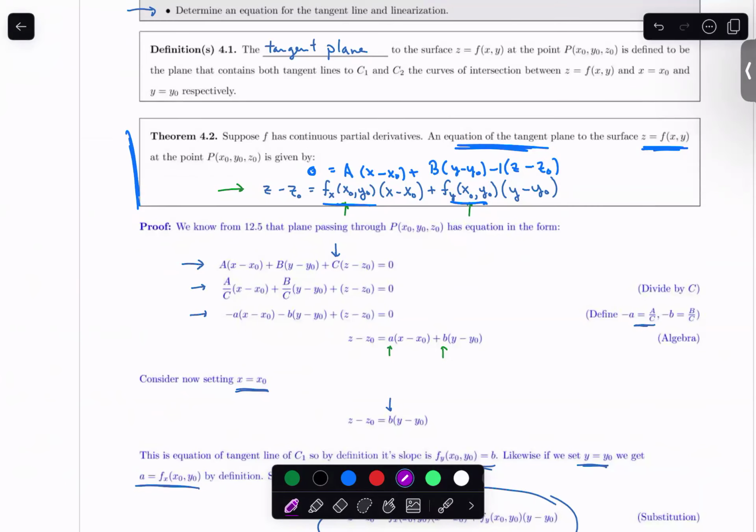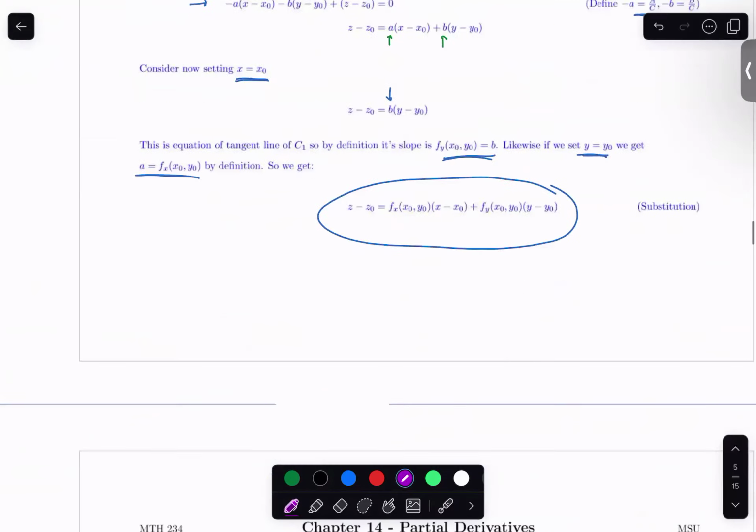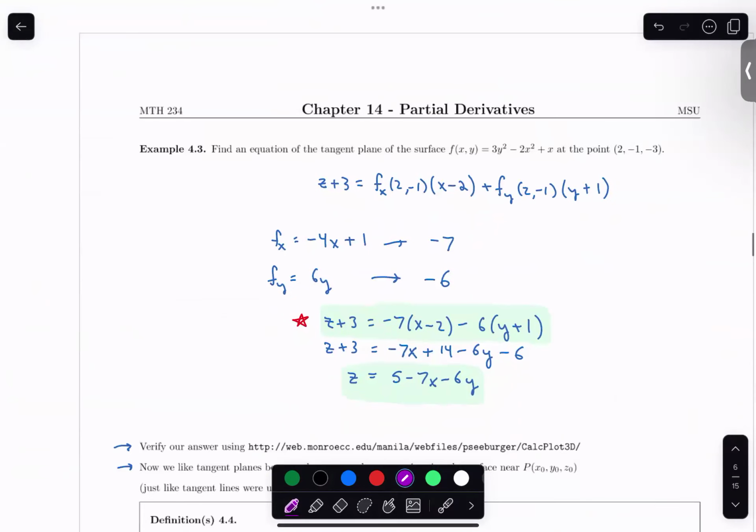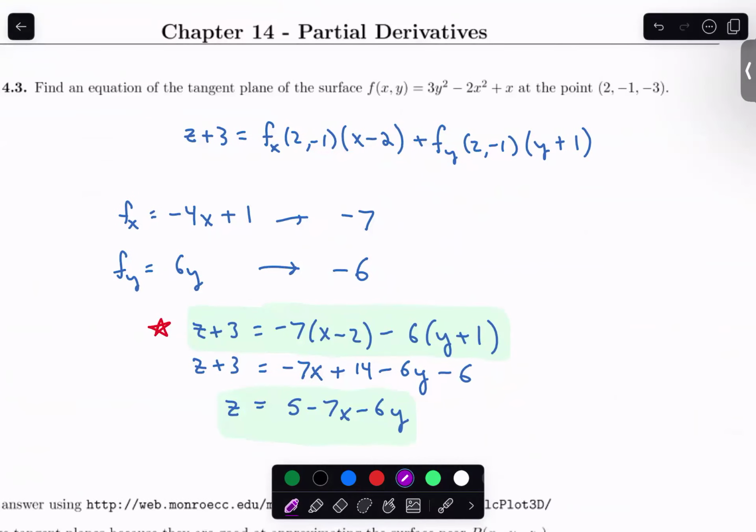So I talk a little bit about the proof here of why this works out. And then maybe most interestingly, we see an example of how to create a tangent plane.